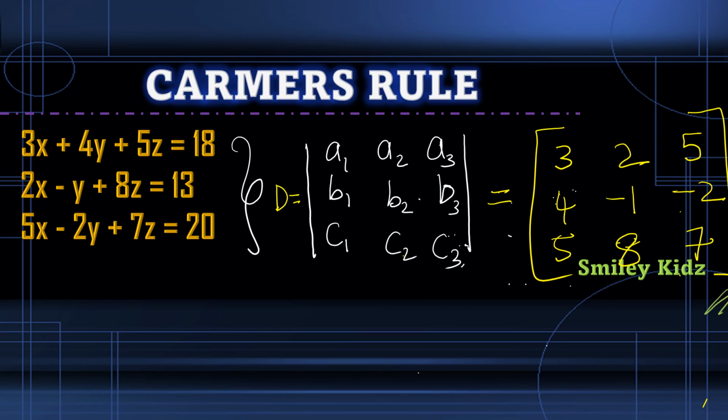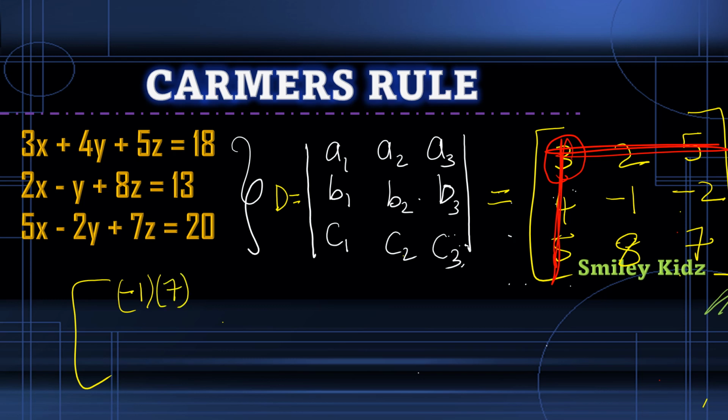And here we are going to find out the determinant of this matrix. Alright, do you all remember how to find determinant? Firstly, if you're going to find out for 3, cut down all the rows and columns it belongs to. And here we'll be having minus 1 into 7 minus minus 2 into 8. Now calculate this first. What is it?